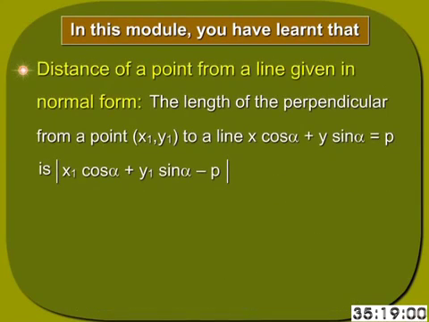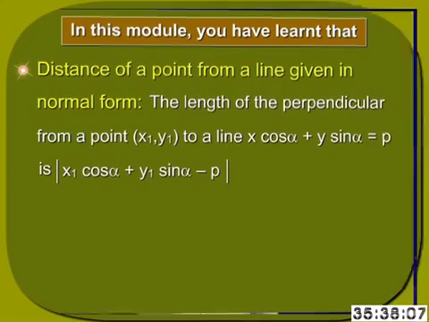Distance of a point from a given line in normal form. The length of the perpendicular from a point having coordinates x1, y1 to a line x cos alpha plus y sin alpha equal to p is modulus of x1 cos alpha plus y1 sin alpha minus p.